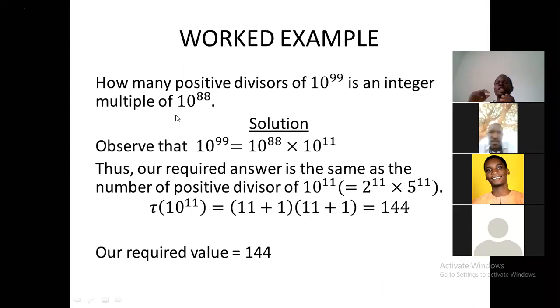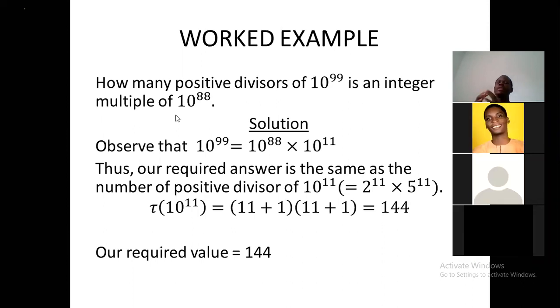In other words, these divisors must be greater than or equal to 10 raised to the power 88, because every multiple of a number is greater than or equal to that number. Okay, let's start. We're asked to find how many divisors of 10 raised to the power 99 there are.